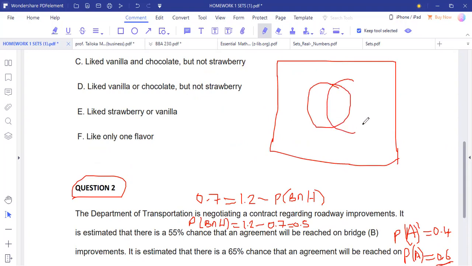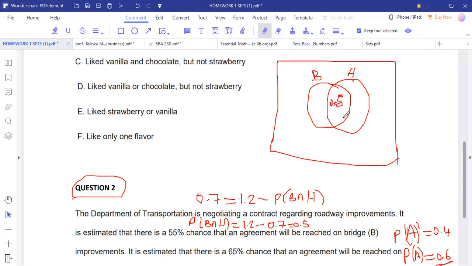Okay, so this is it. B intersection H. You can present this information in the Venn diagram. The intersection is 0.5. This is a point, so 0.5 here. So you have the 0.5.